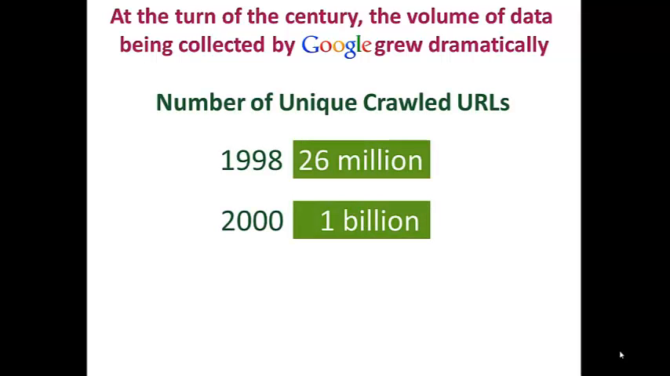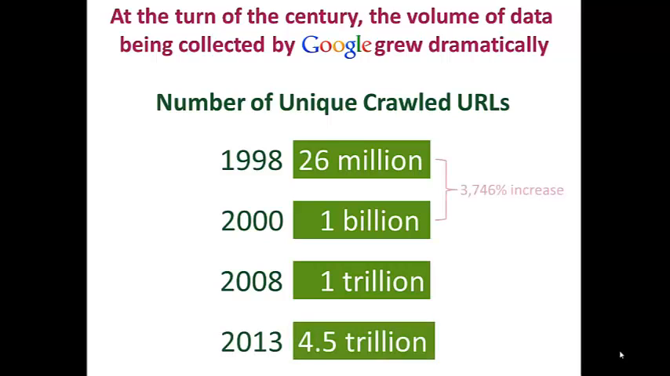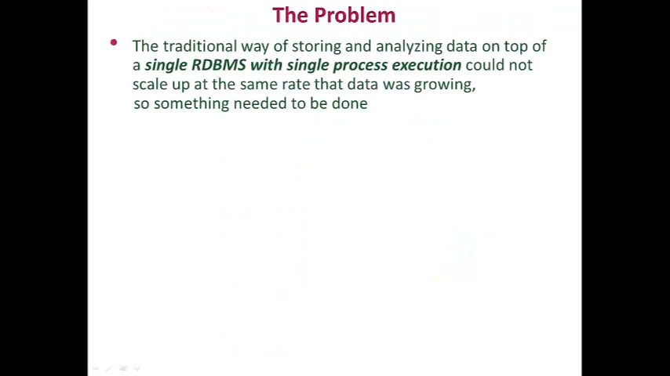At the turn of the century, the volume of data being collected by Google grew dramatically. Look at the huge jump between 1998 and 2000. It was between these years when Google really started having trouble indexing the entire internet. So what was causing the problem that Google faced? The traditional way of storing and analyzing data on top of a single relational database with single process execution could not scale up at the same rate that data was growing, so something needed to be done.